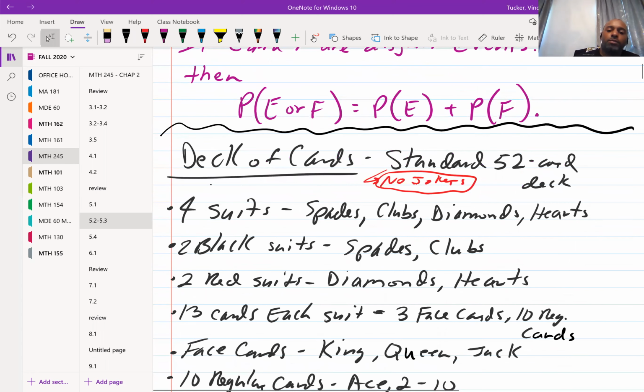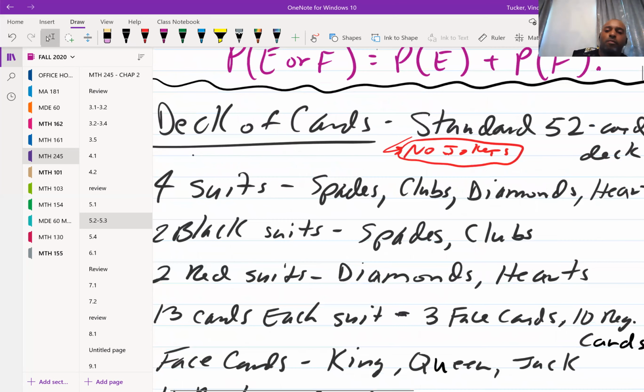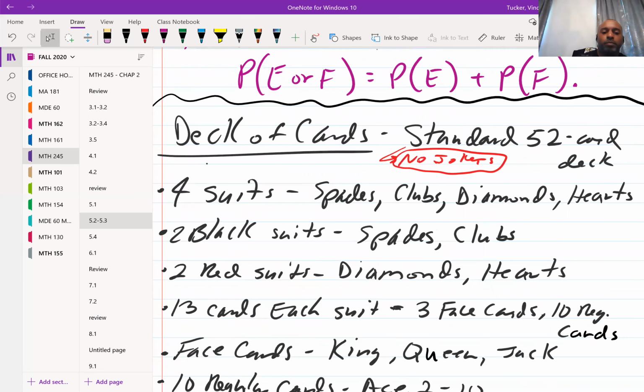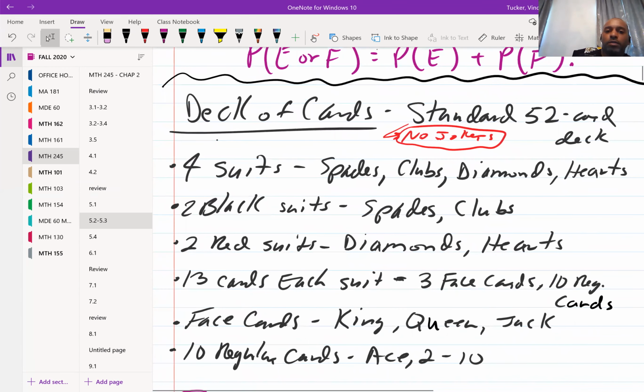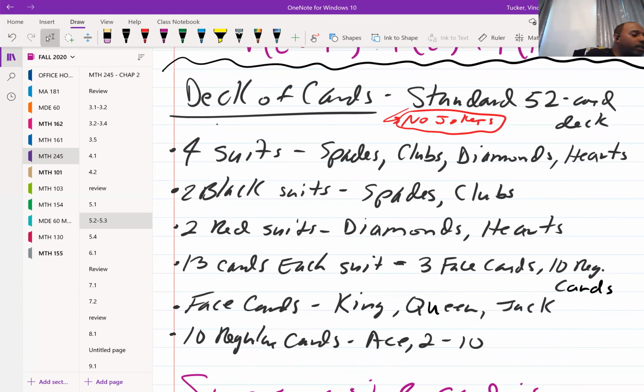There are 13 cards in each suit, so you have 3 face cards and 10 regular cards. Your face cards are king, queen, jack. Your regular cards are ace, and then 2 through 10. So your ace is not a face card.